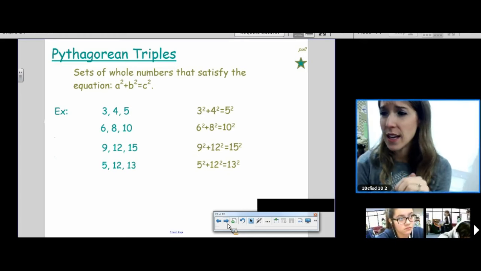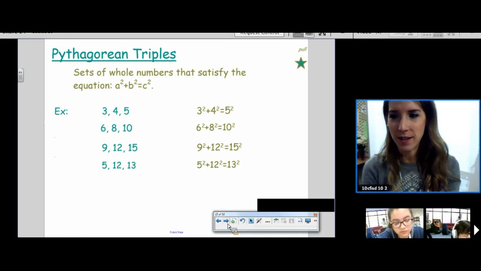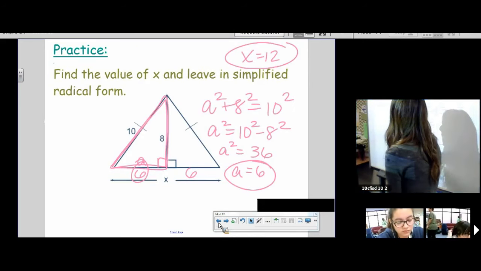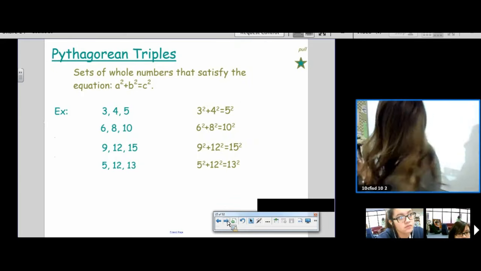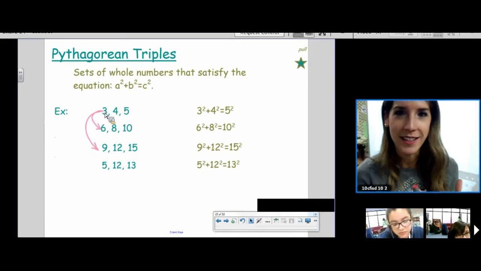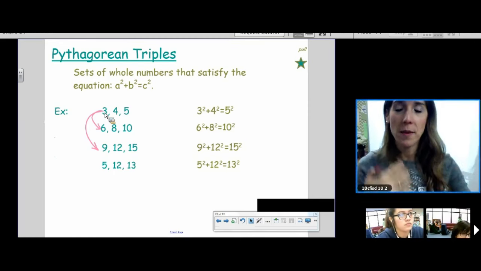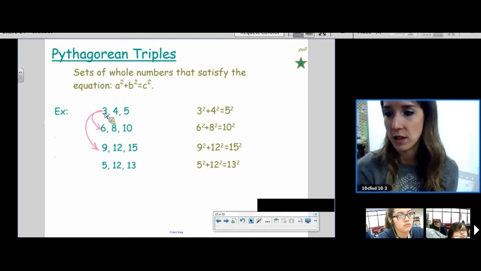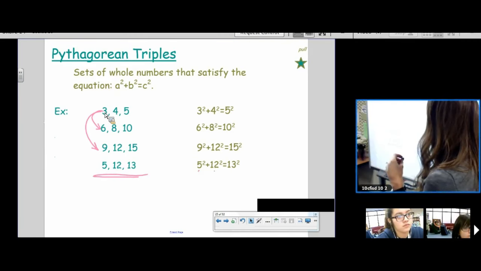I tried to list the ones that come up most often. 3, 4, 5, because 3 squared plus 4 squared is 5 squared. 6, 8, 10, that one was from here. 9, 12, 15. If you notice, these two are just a multiple of 3, 4, 5. Take 3, 4, 5 and double it. You get 6, 8, 10. Take 3, 4, 5 and triple it. You get 9, 12, 15. So you can create more Pythagorean triples by taking a triple that you already know about and multiplying it by a certain factor. 5, 12, 13, I use this one a lot as well. 5 squared plus 12 squared equals 13 squared.